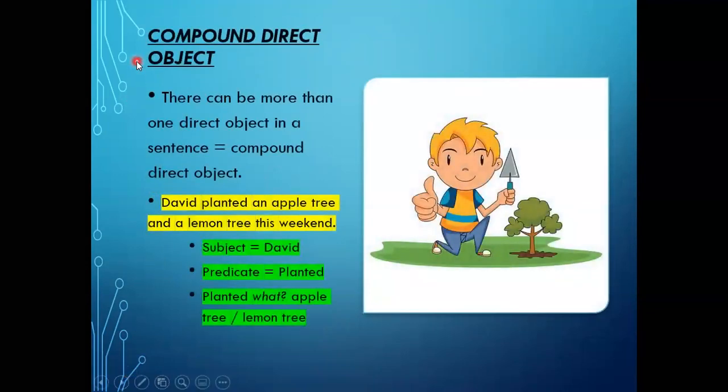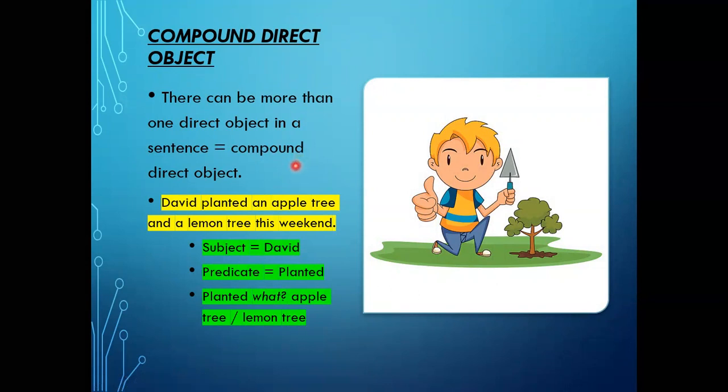Now, there is one more type of direct object. It is known as compound direct object. Now, what is compound direct object? When we have more than one direct object in a sentence, it is known as compound direct object. Compound means many, यानी कि दो या दो से ज़्यादा.